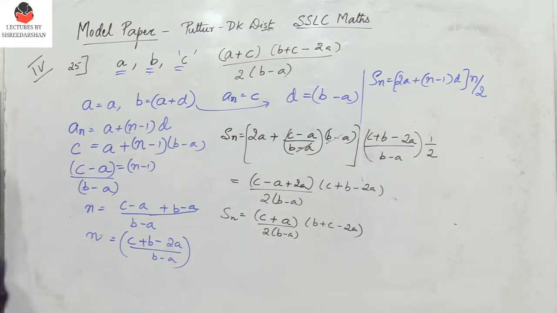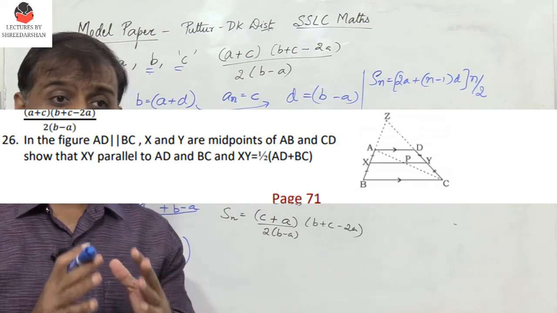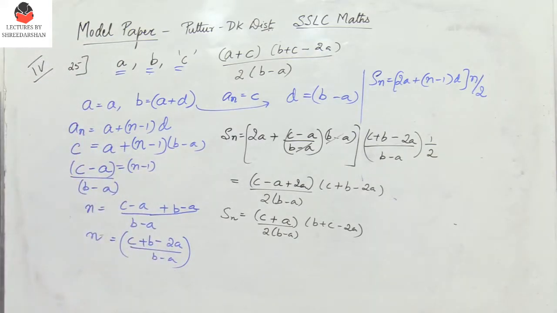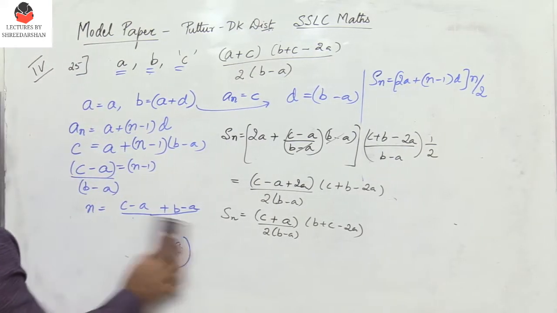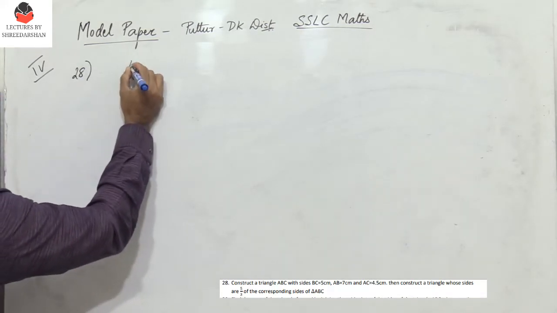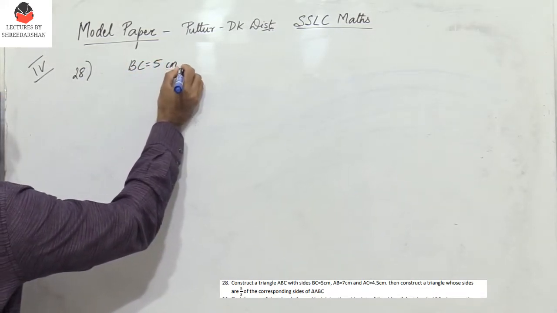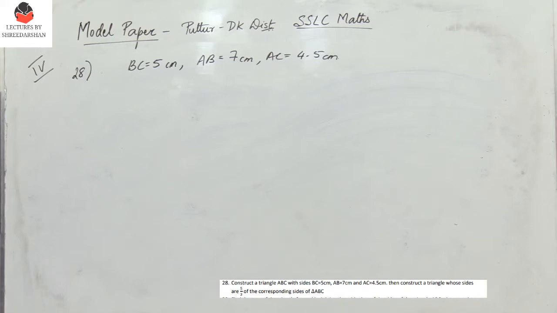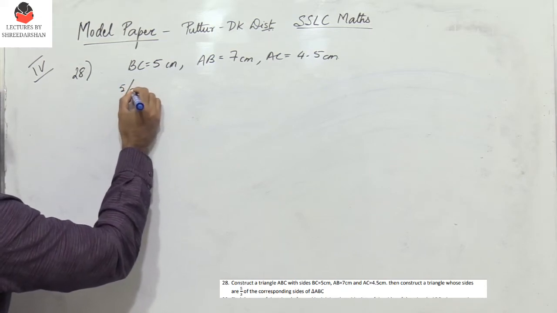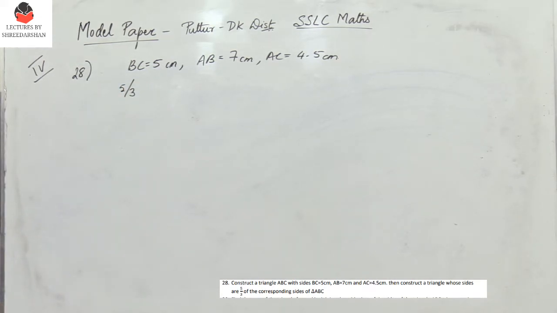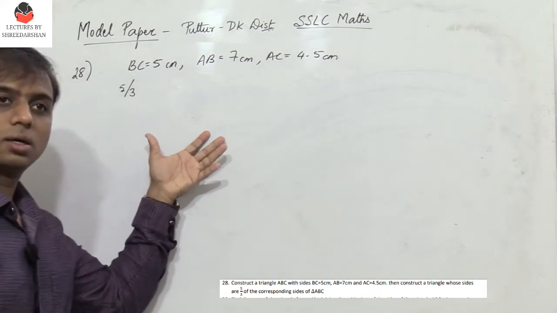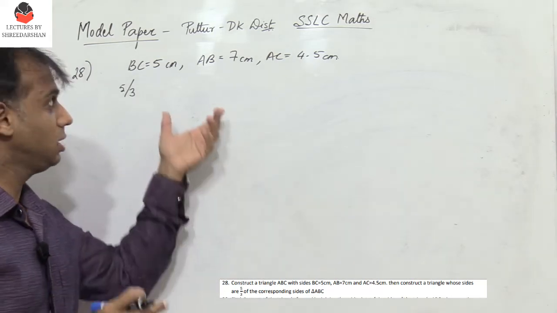So next, problems 26 and 27 are proofs, so I will skip them. I hope you have gone through all the proofs and you have to practice them, right? So we'll move on to problem 28, wherein you have a construction problem. Construct a triangle ABC with BC equal to 5 centimeters, AB equal to 7 centimeters, and AC equal to 4.5 centimeters. Construct a triangle where the sides are 5 by 3 of the corresponding sides of triangle ABC. So whenever you have the numerator greater than the denominator, the constructed corresponding triangle will be outside the triangle ABC.